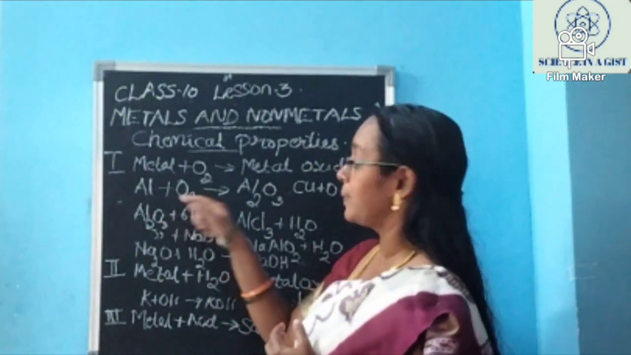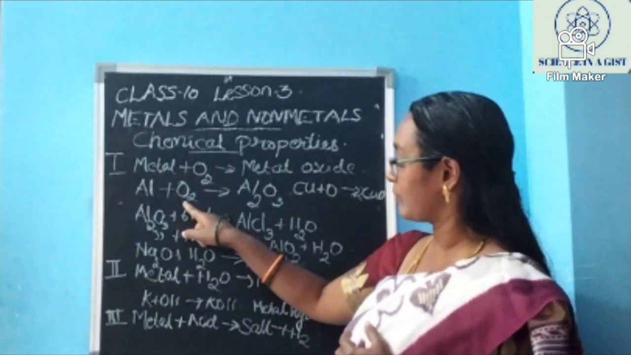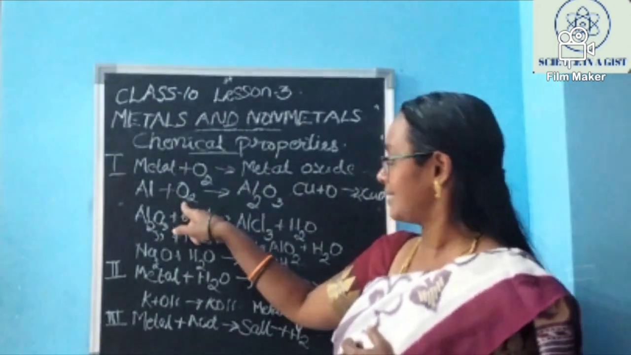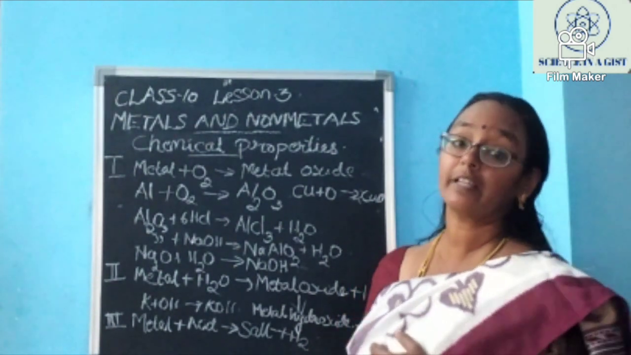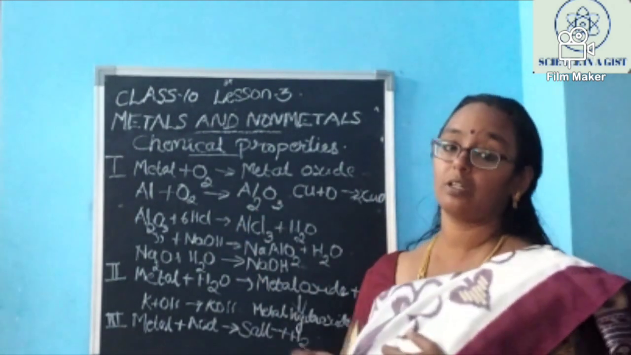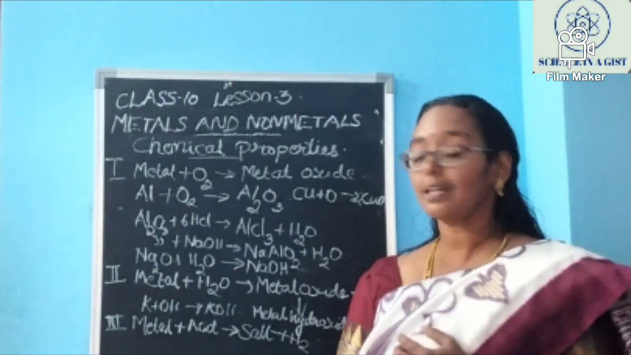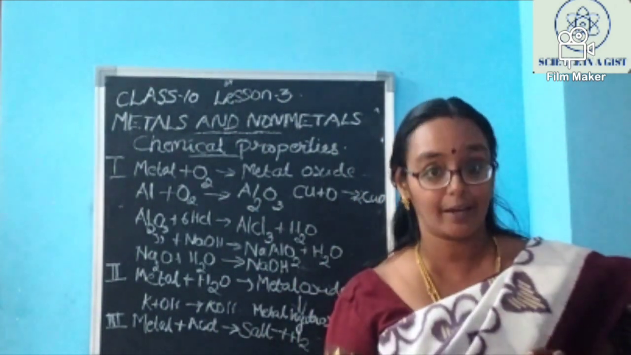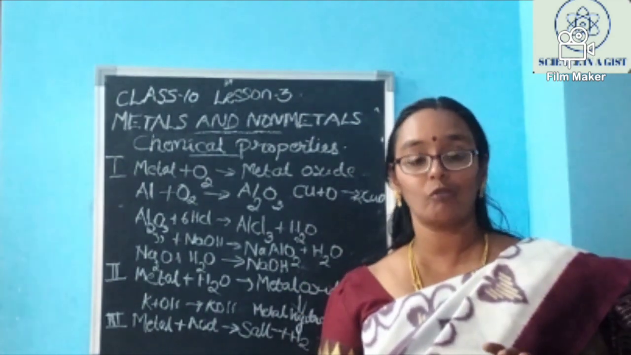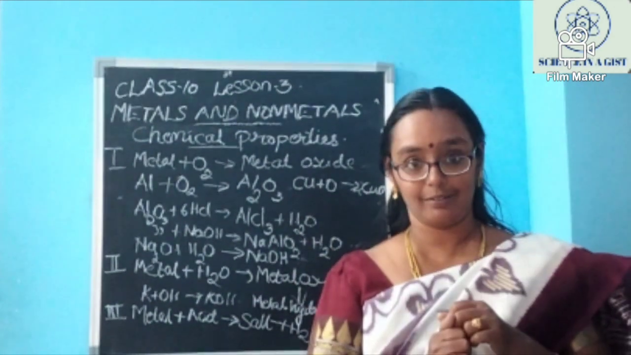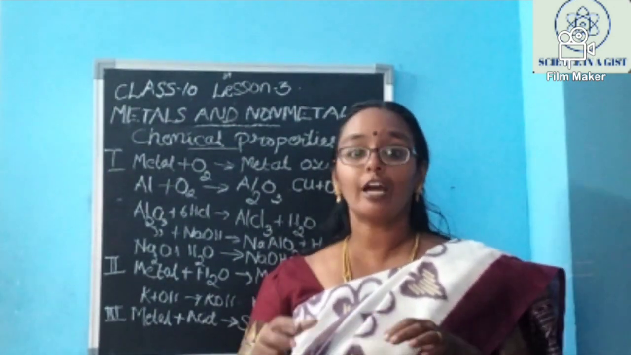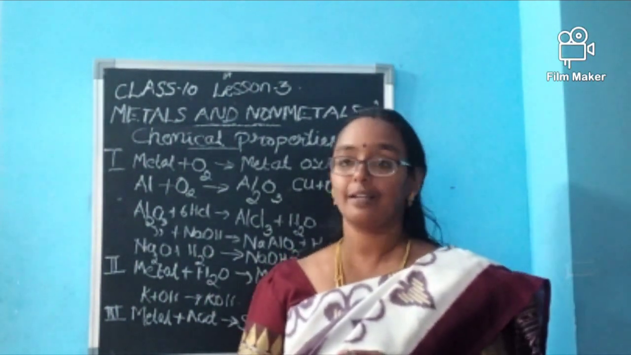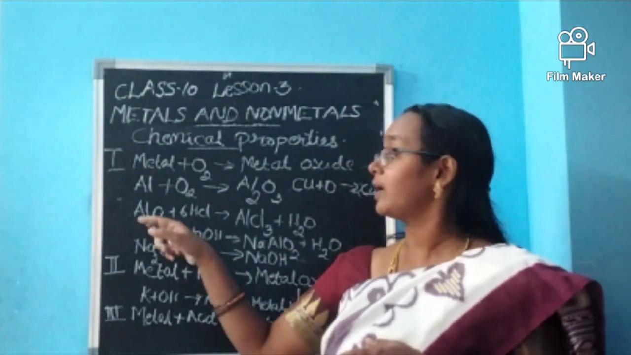For example, aluminium. Aluminium, you know that it's a metal, right? When it reacts with oxygen, we will get the oxide of it, Al2O3. I think it is difficult for you to learn Al2O3. You have to learn by heart. From this class onwards, you are not learning anything by heart. We are understanding how you have to learn. So for that you should know where the aluminium is.